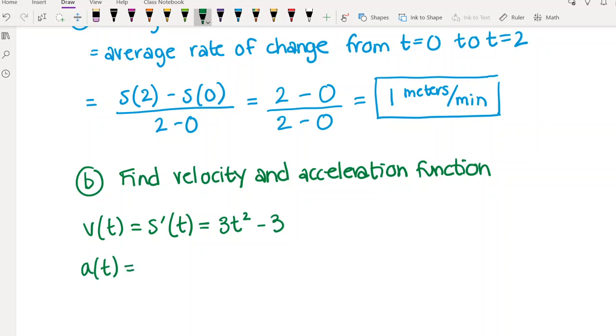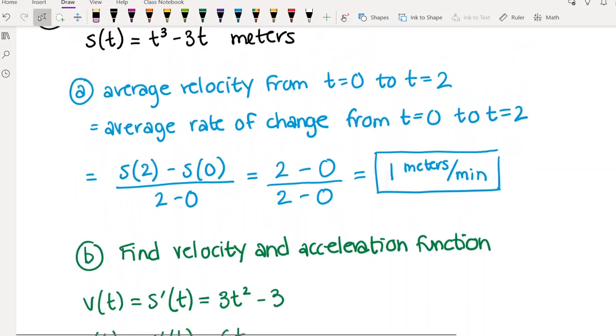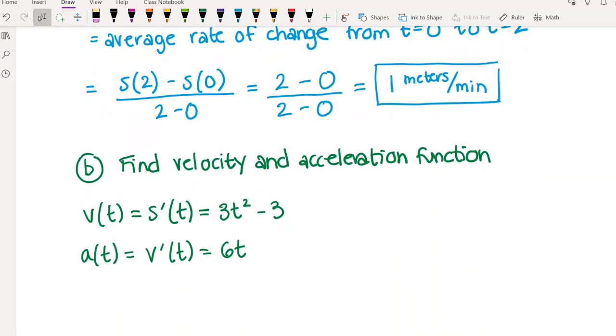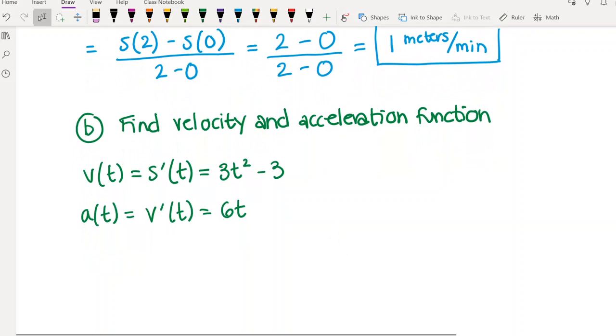So how do we find the acceleration function? Well, acceleration is about speeding up and slowing down. So speeding up and slowing down is talking about how your speed is changing, right? So that is going to be the rate of change of the velocity. So it's the derivative of velocity. In this case, that gives us 6t, and that's it, because the derivative of that is 0. Okay, so now we have our velocity and acceleration functions.